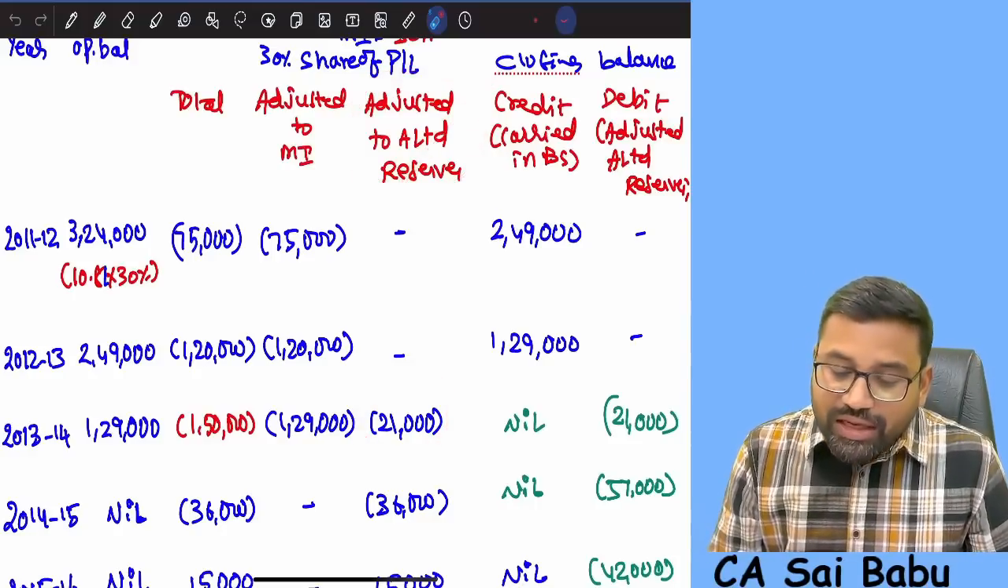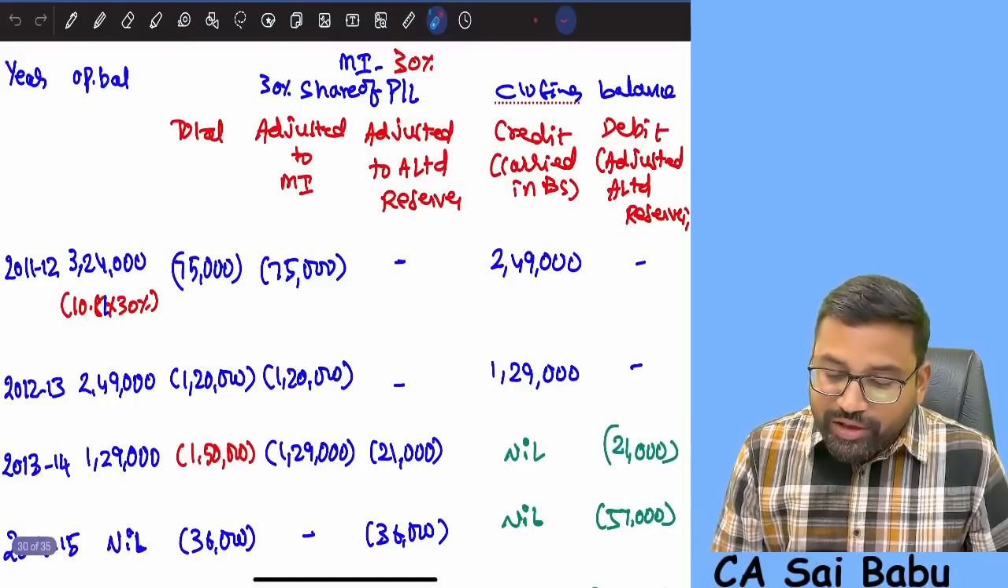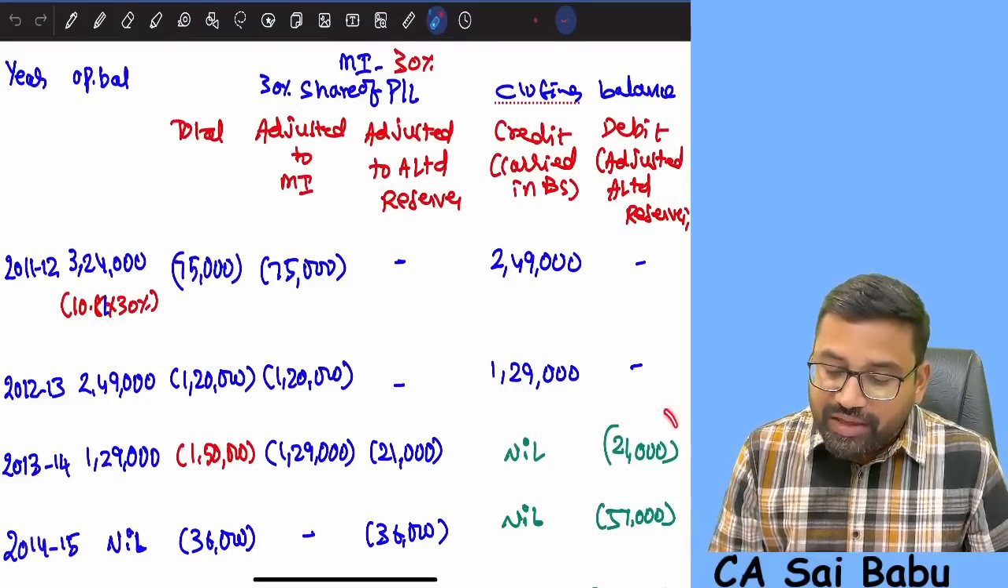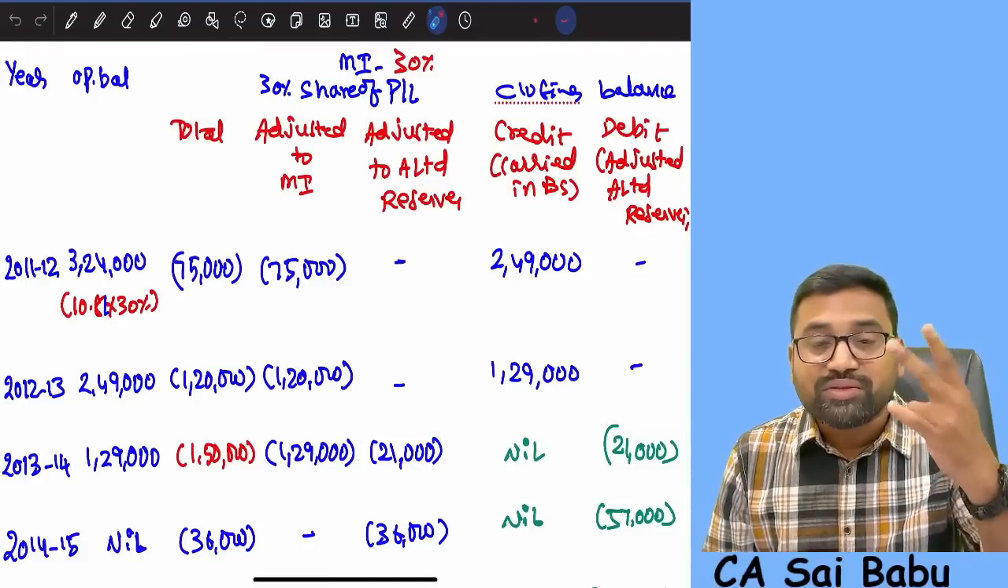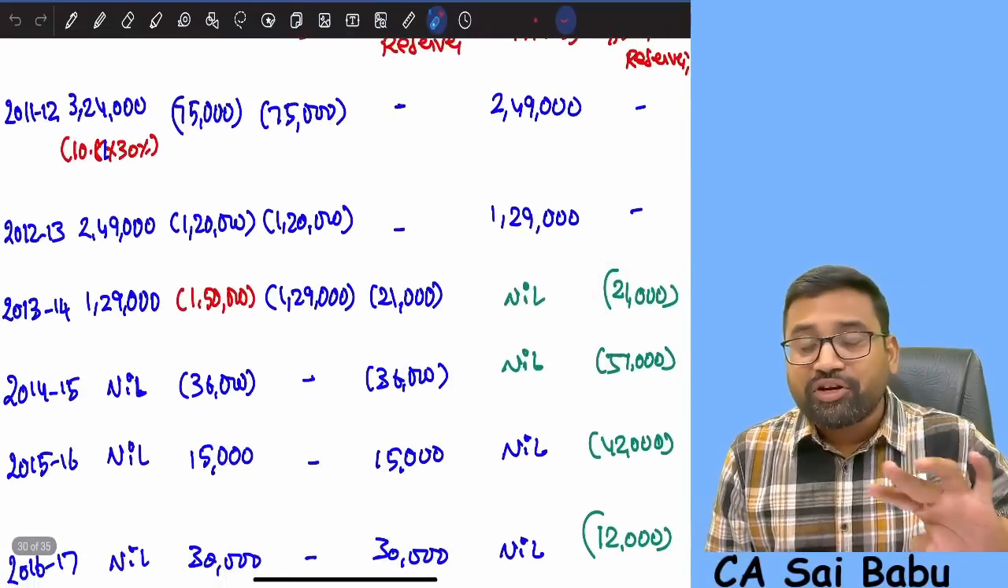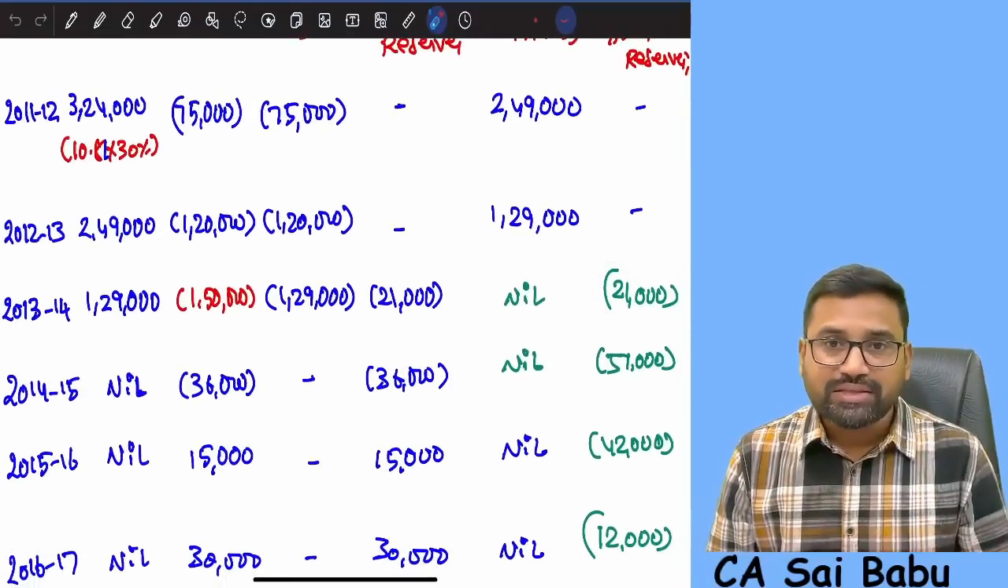So in the consolidated balance sheet at the end, the minority interest will become negative, and the adjusted reserves of parent company will become 21,000. That means 21,000 will be adjusted to the parent company reserves. That means minority interest can never be shown as a debit balance.